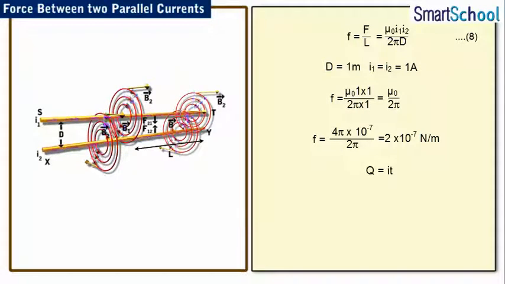The SI unit of charge is also defined from the unit of current. If a constant current of 1 ampere passes through the cross-section of a conductor in 1 second, then the charge passing through it is said to be 1 coulomb.